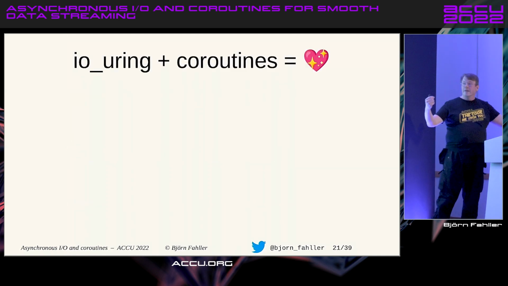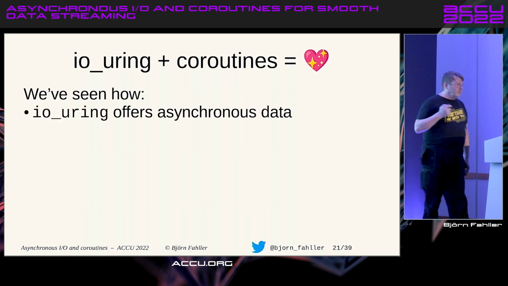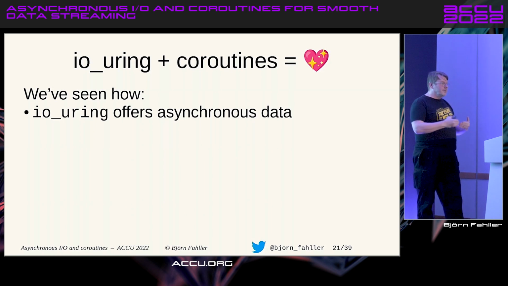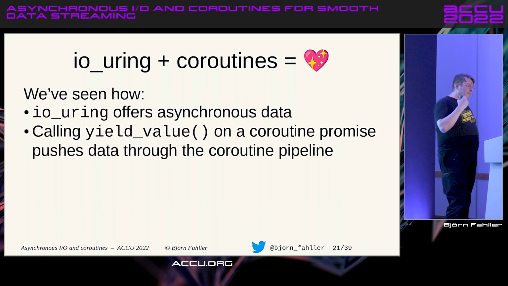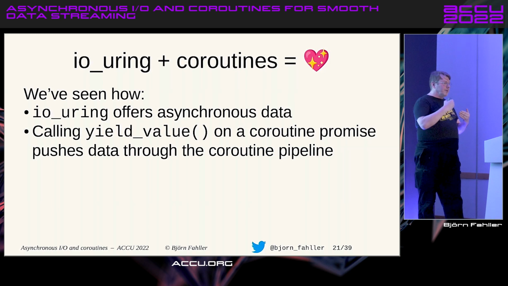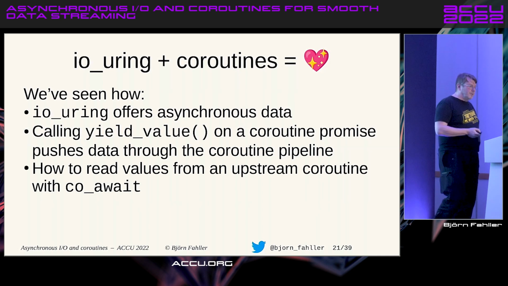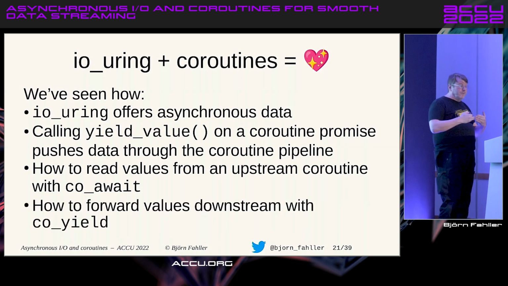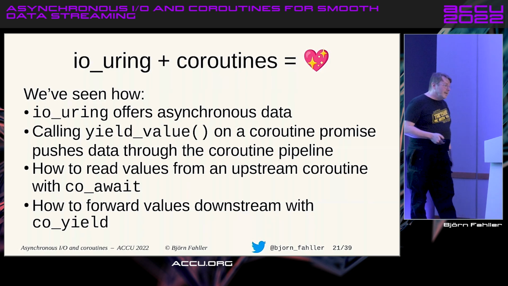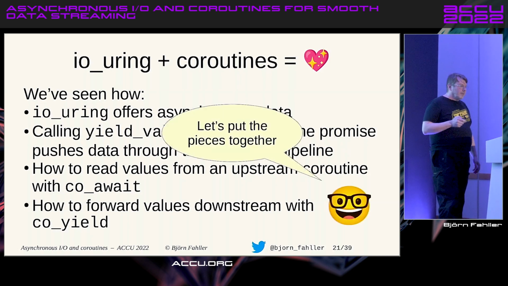All right. So let's put these together: io_uring and coroutines. We have already seen how io_uring offers asynchronous data, and it does it also without copying. And we've seen how yield value on a coroutine promise pushes data through a computation pipeline, or a coroutine pipeline. And we have seen how to read values from a coroutine awaitable with co-await, and how to forward values downstream with co-yield. So it feels like it should be possible to merge these ideas, right? So let's do that.